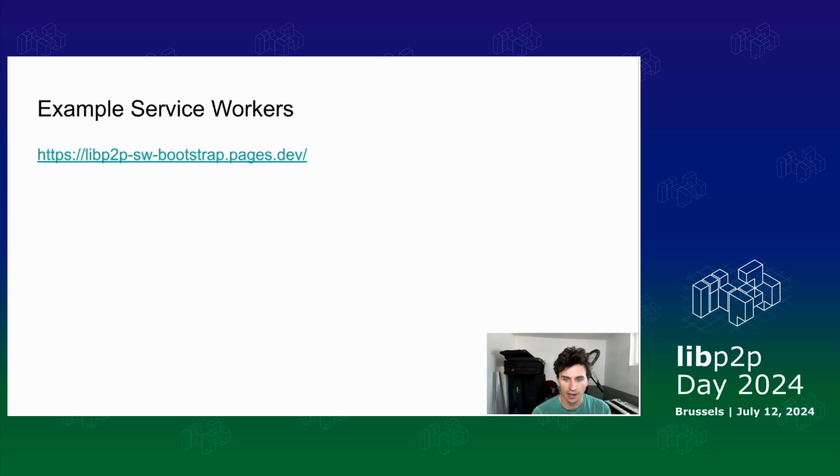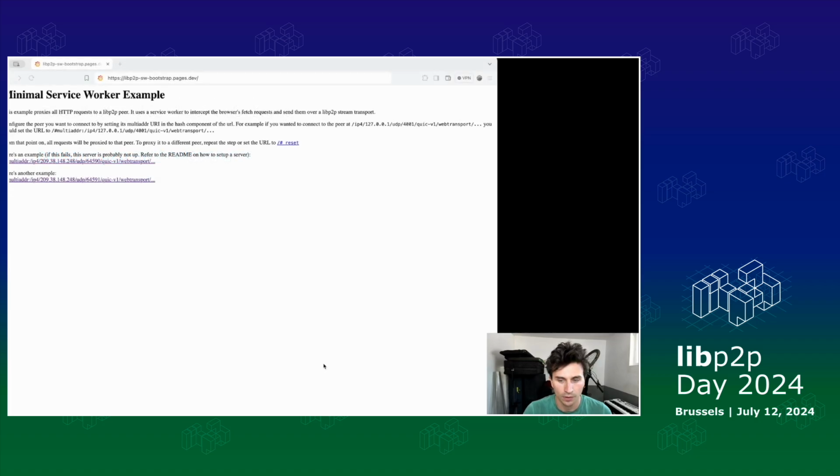All right, let's look at a service worker example. I think this is kind of compelling. So let's load that up. Okay. All right, here we have a service worker example. Service workers can intercept fetch requests from the browser. So we can use that to serve all the requests over libp2p HTTP rather than a standard HTTP transport.